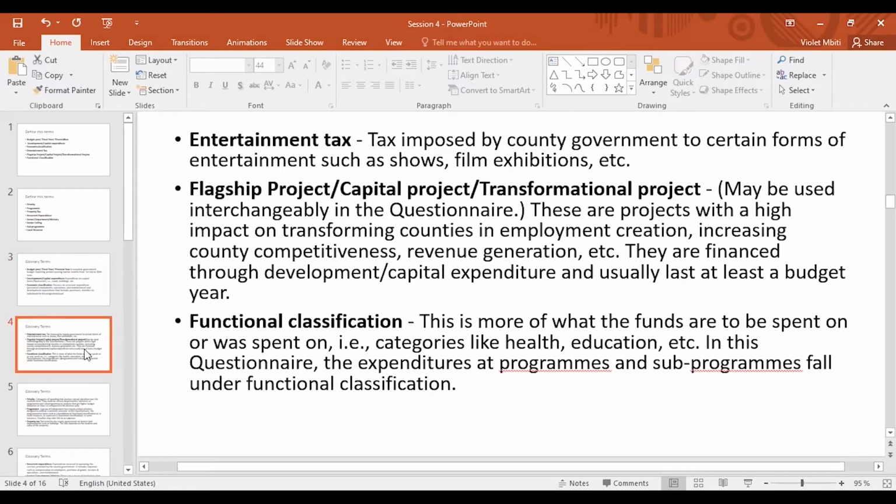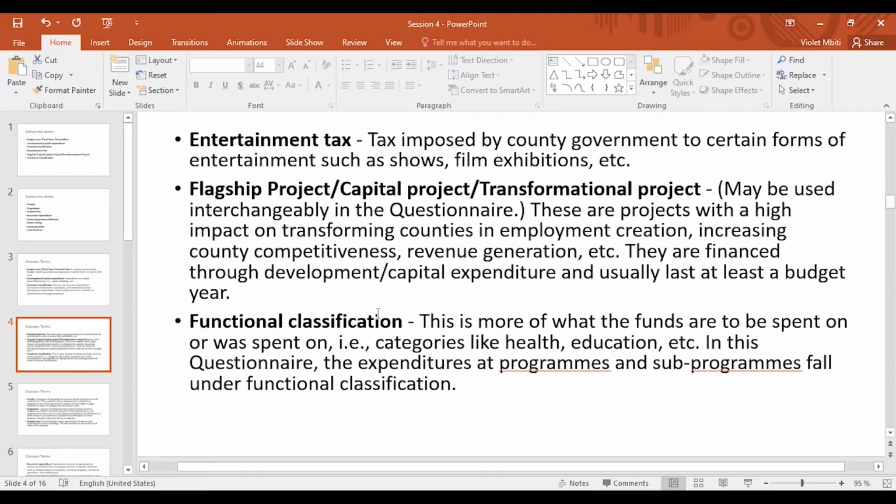And then you have entertainment tax. This is tax imposed by county government on certain forms of entertainment, such as shows, films, exhibitions. Then flagship project or capital projects or transformational project. These are projects with a high impact on transforming counties in employment creation, increasing county competitiveness, and revenue generation. They are financed through development or capital expenditure and usually last at least a budget year.